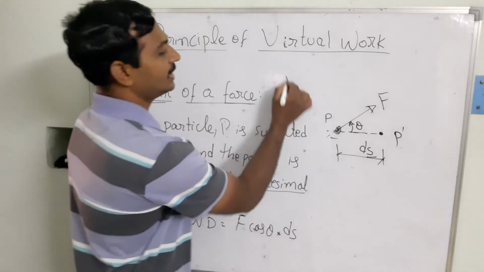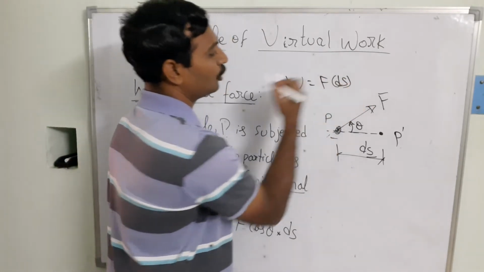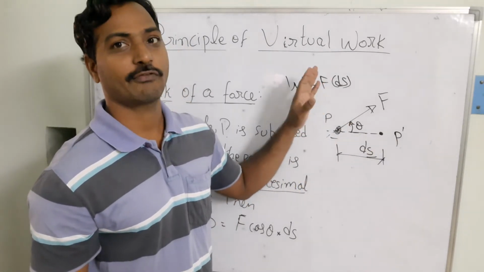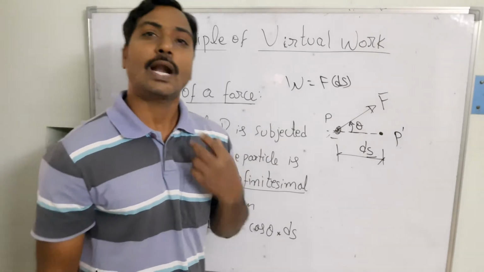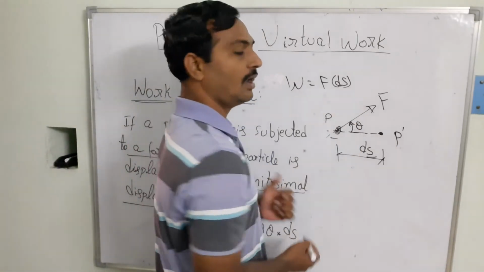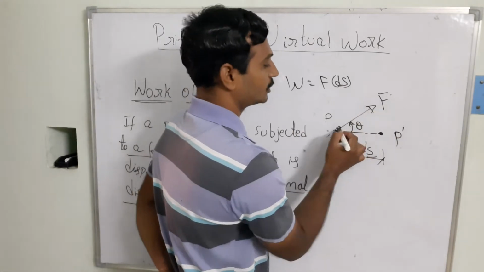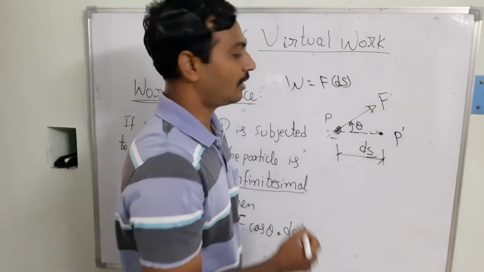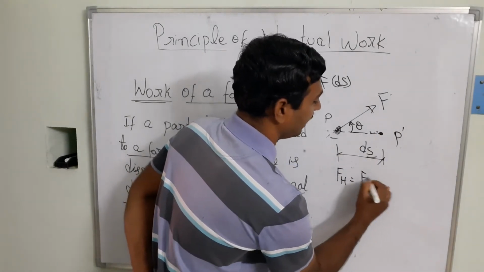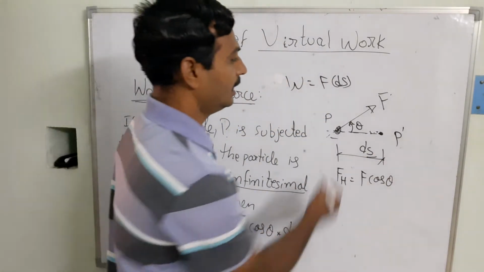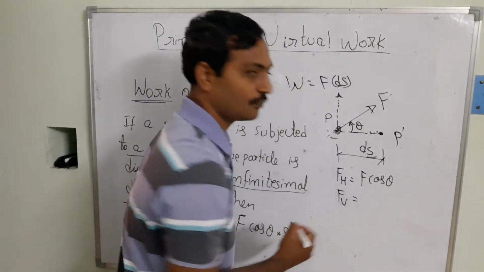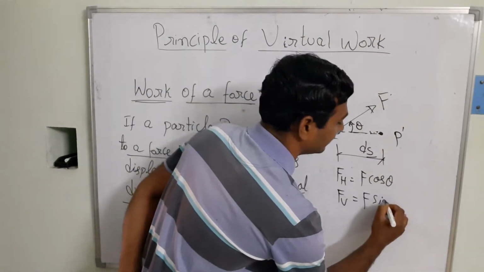As we know, the work done is the force into the displacement. But in this case, the force is not acting in the horizontal direction or the vertical direction, but in an inclined position. So I am going to resolve the force into two components, one horizontal and one vertical. Resolving into the horizontal direction, the adjacent component FH is F cos theta. Similarly, the vertical component FV is F sin theta.